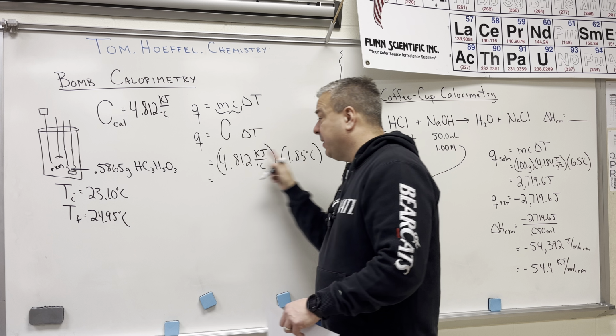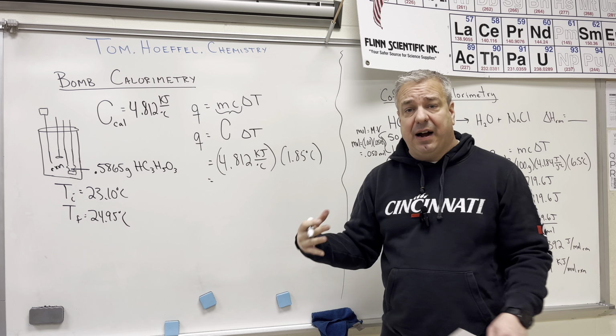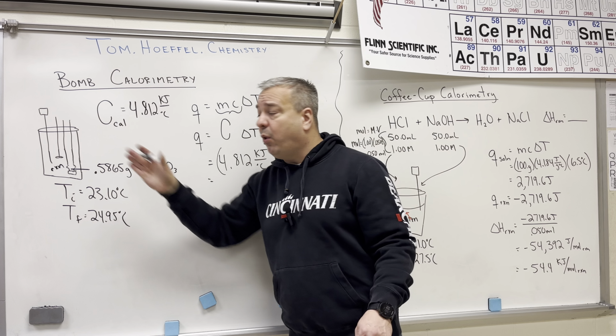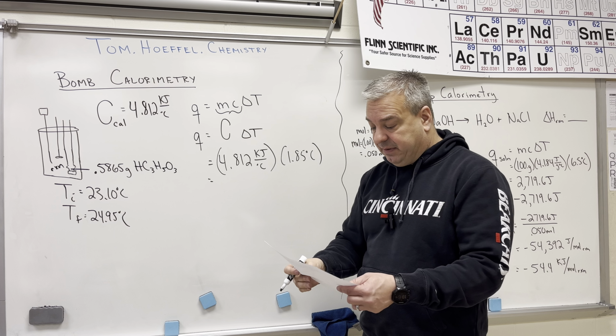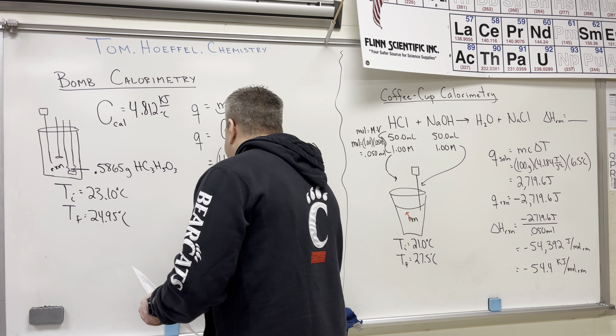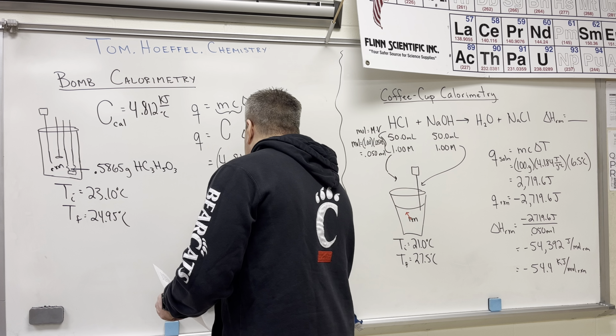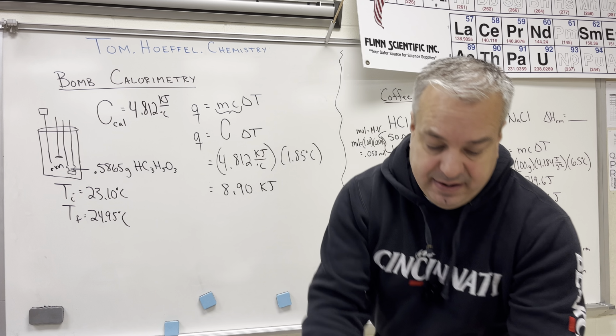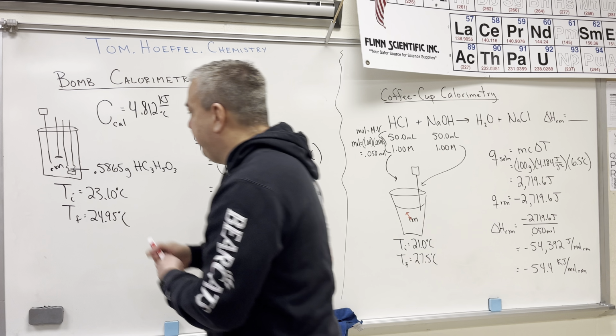And what I'm going to do is I'm just going to multiply these two numbers to figure out how much heat is being absorbed by the calorimeter, okay? And when I do that, the number comes out to be 8.90 kilojoules, okay? Now that heat is actually going in from the chemical reaction.